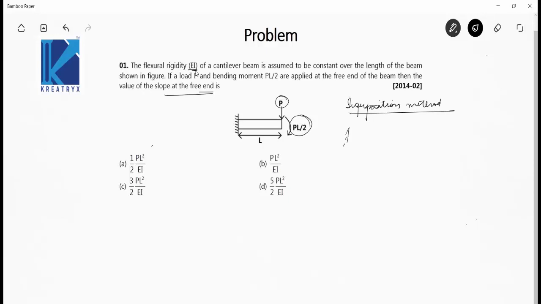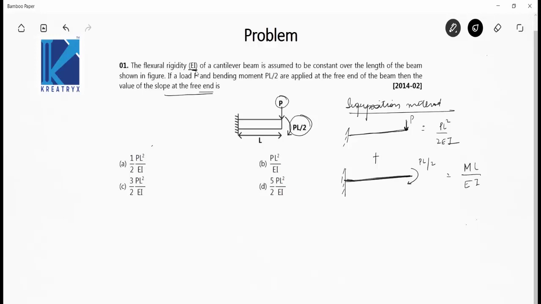So due to this point load at the free end of the beam, the slope at the free end will be equal to PL square by 2EI. This is the standard result that we remember. Plus there will be a slope due to this moment, which is PL by 2, and the slope at the free end is equal to ML by EI.